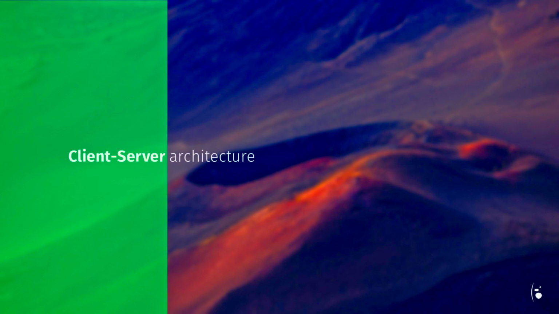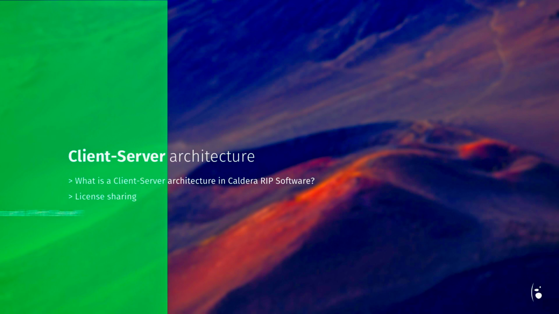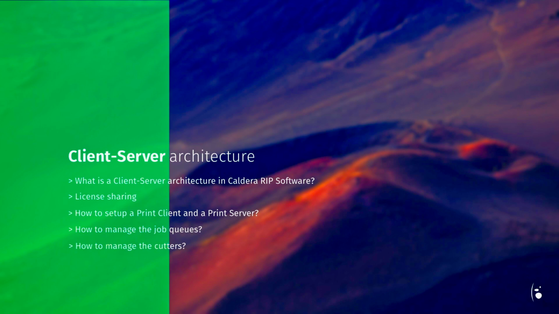Welcome to this new training video about Caldera's client-server architecture. The following topics will be covered. What is client-server architecture in Caldera? How to share the license between several RIP stations. How to set up a print client and a print server. How to manage the job queue. We'll also go over client-server and cutters configuration.